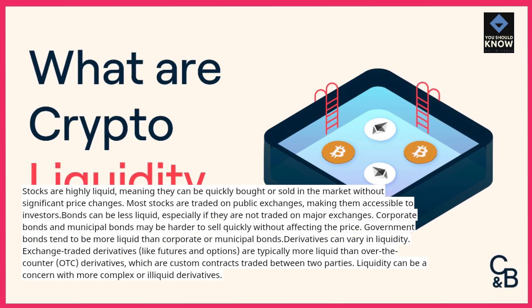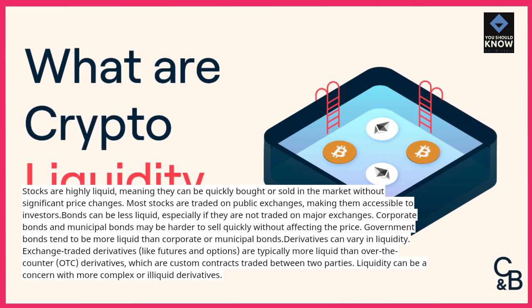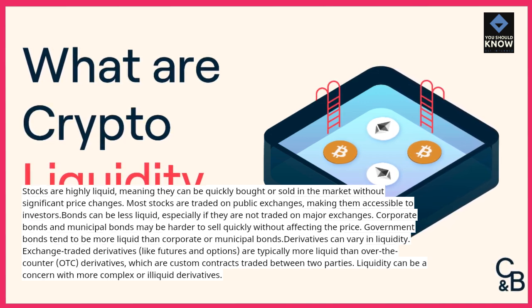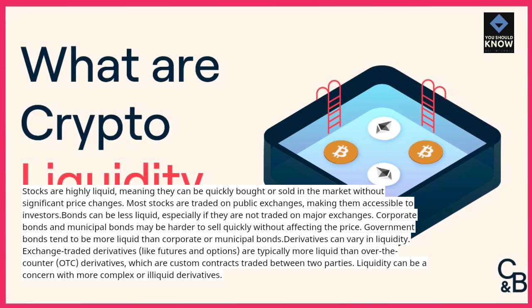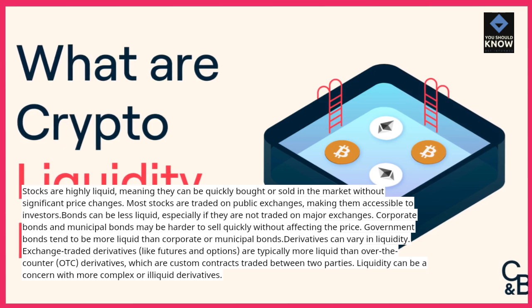Bonds can be less liquid, especially if they are not traded on major exchanges. Corporate bonds and municipal bonds may be harder to sell quickly without affecting the price. Government bonds tend to be more liquid than corporate or municipal bonds.